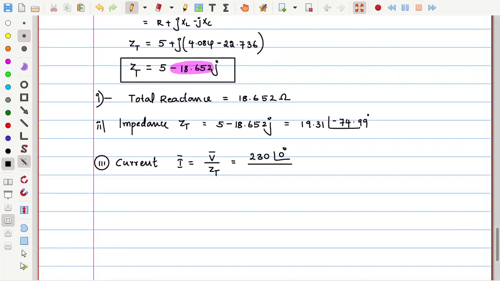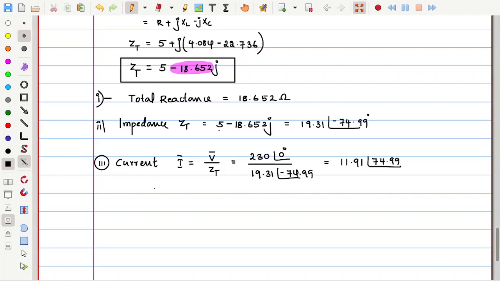And ZT can be written in either rectangular or polar form, but here it is a division, so writing it in polar form is much more helpful. So 19.31 at an angle of minus 74.99. So 230 divided by that, check it. This is 11.91, at an angle of 74.99. Very good. So this is the current.